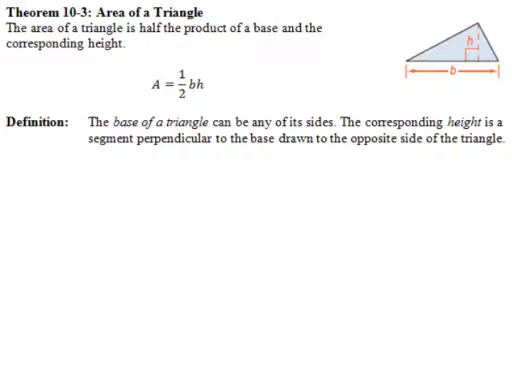The next theorem we're going to talk about is 10.3, area of a triangle. The area of a triangle is half of the product of a base and the corresponding height. So we've got our formula right here. A is equal to 1/2 bh. In our example triangle over here, I've got our base down here, and the height is the vertical length from the base. It's not one of the other side lengths. Okay, it's going to be that height there.